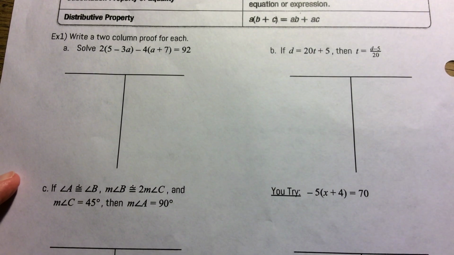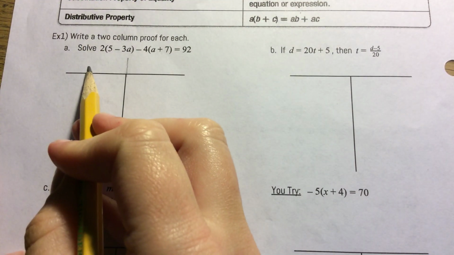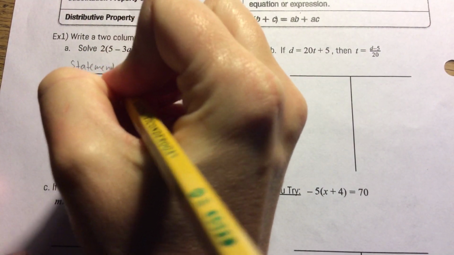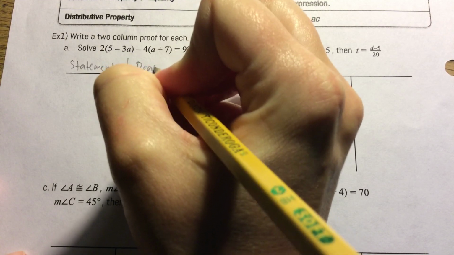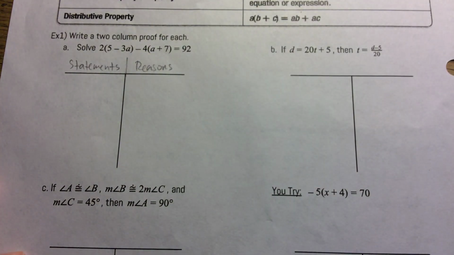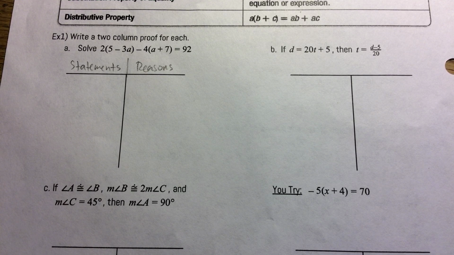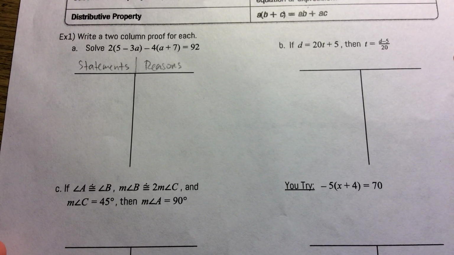So when we're writing a two-column proof, on the left-hand side we're going to have what are our statements. And then over here on the right we're going to have the reasons. So this first one is we're going to solve this equation. Usually it will tell you something that it wants you to prove at the end when we get into proofs, but we're just kind of starting them off now with something you've already done, which is equations.